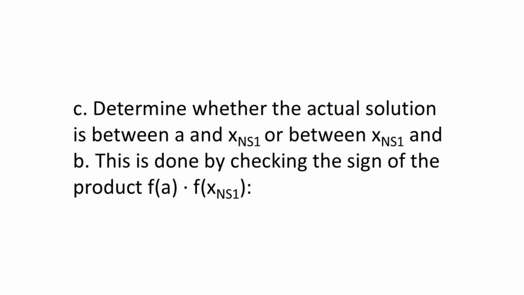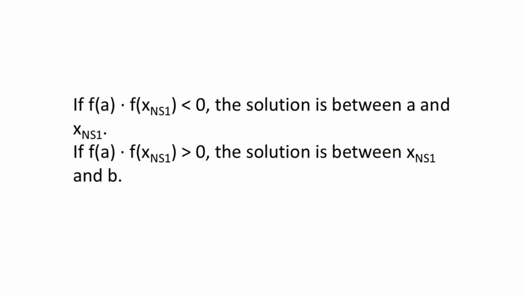So the third step is to determine whether the actual solution is between a and x sub ns1 or between x sub ns1 and b. This is done by checking the sign of the product f(a) multiplied by f(x sub ns1). If it is less than 0, the solution is between a and x sub ns1. And if it is greater than 0, the solution is between x sub ns1 and b.